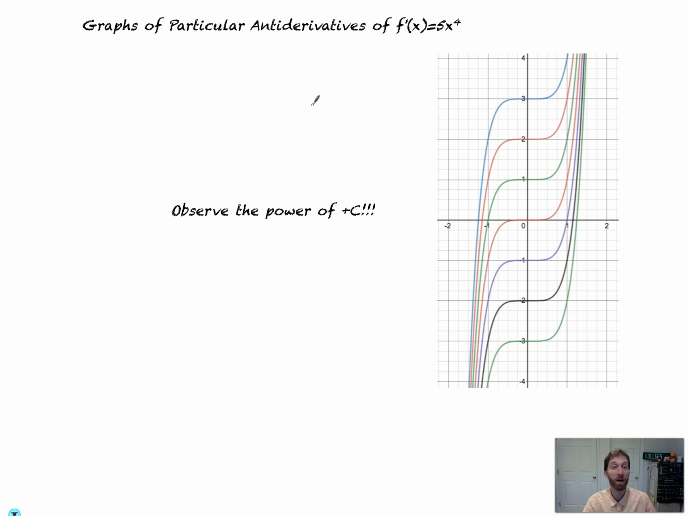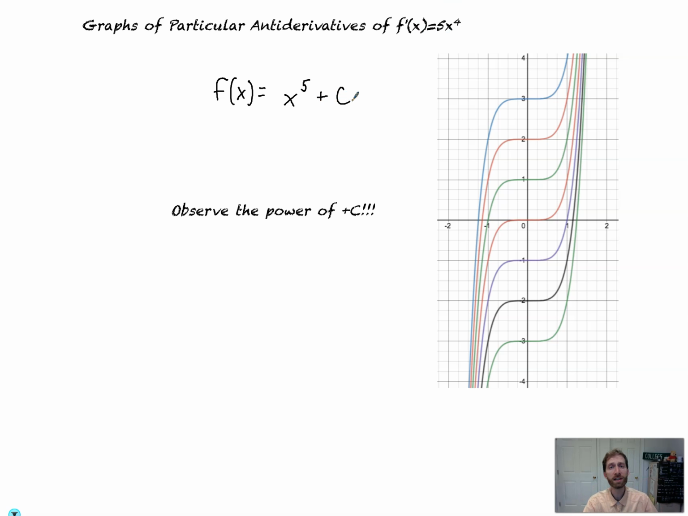So here are some graphs of the particular antiderivatives of 5x to the fourth. Remember that the particular antiderivatives all fit this mold of the general antiderivative of x to the fifth plus some constant. What happens when you add plus c? Well, here's x to the fifth right there. If I add 1, we shift everything up 1, or add 2, or add 3, or add 2.7, or subtract 1, 2, 3, or any number of constants. Infinitely many solutions to this. Gives you an idea of the family of all the antiderivatives of 5x to the fourth.